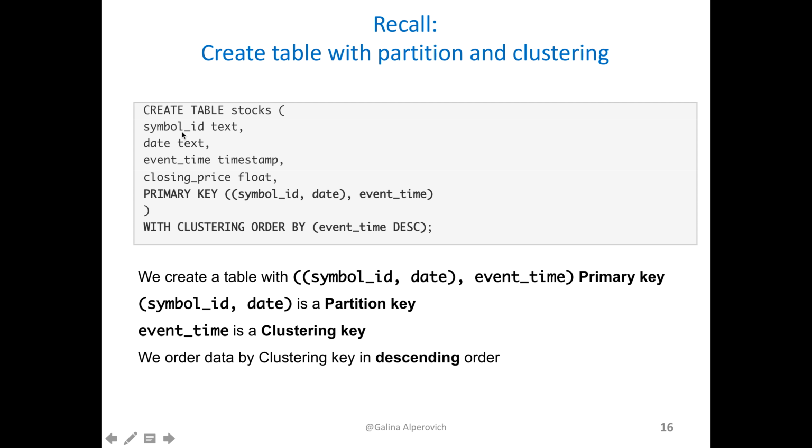Let's consider this query. We create table stocks with 4 columns: symbol ID, date, event time, and closing price. We use this primary key. We use symbol ID and date as a partition key. We use event time as a clustering key. And we change the order to descending.